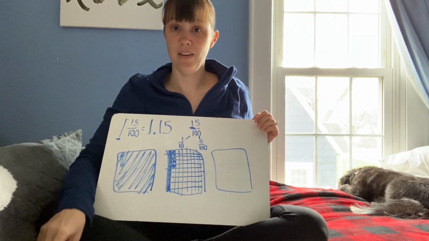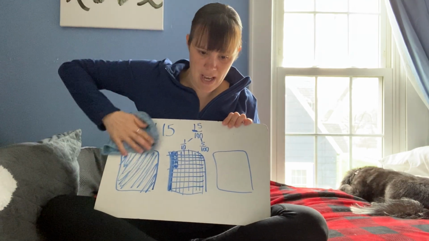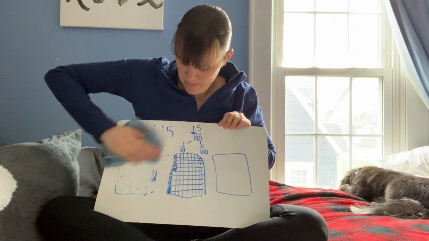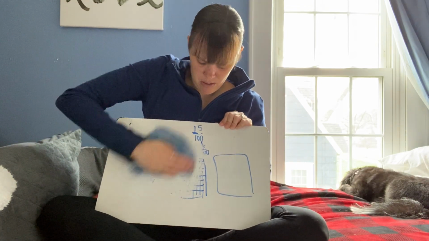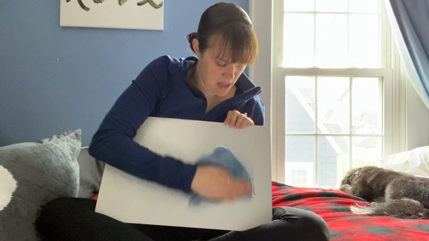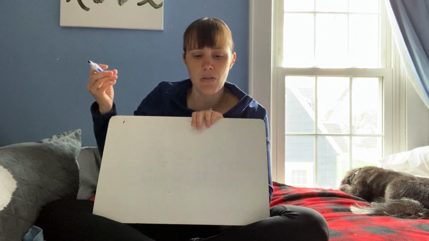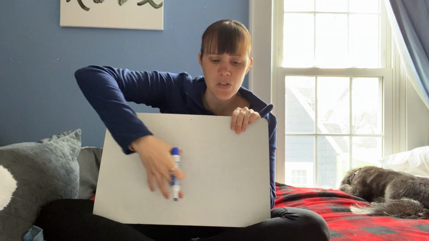So, good. Now we have this number line. Do I need this guy? No, I don't. Now we have a number line, and this number line goes from 0 to 3 because they had 3 whole squares.